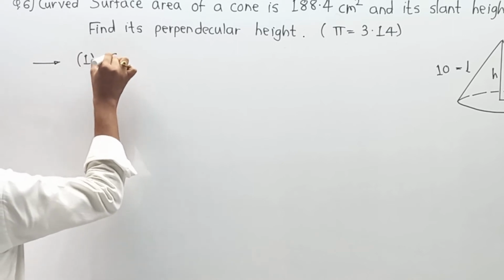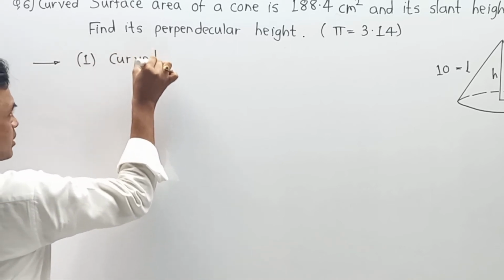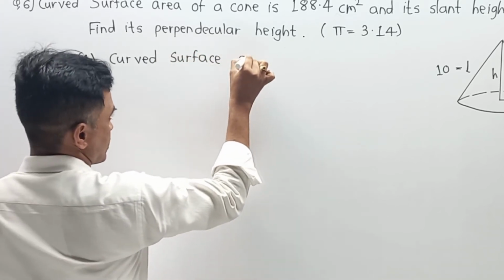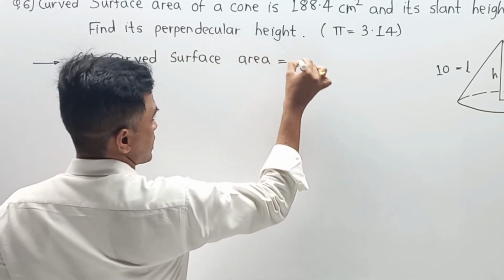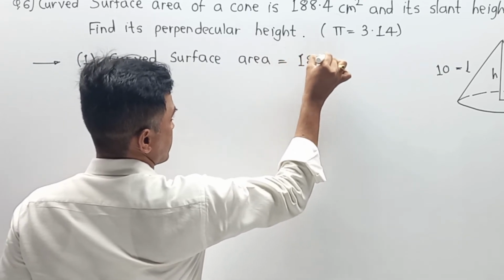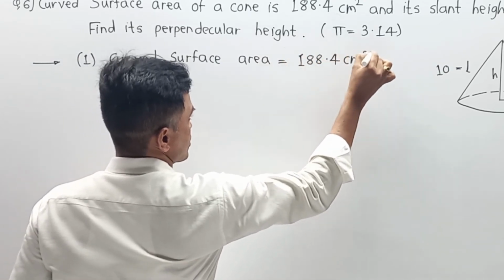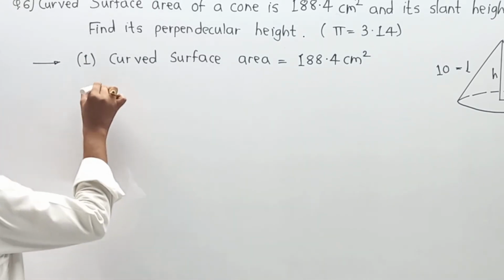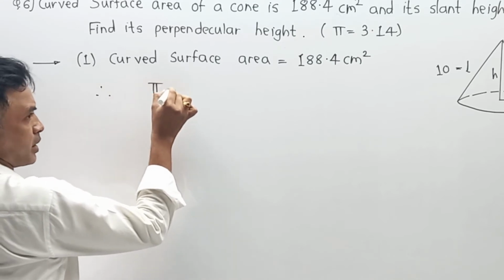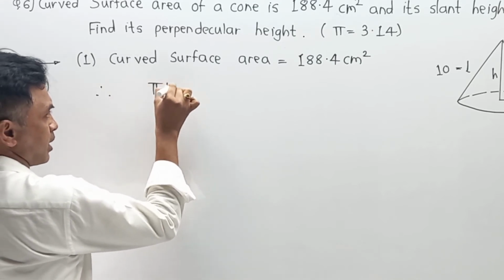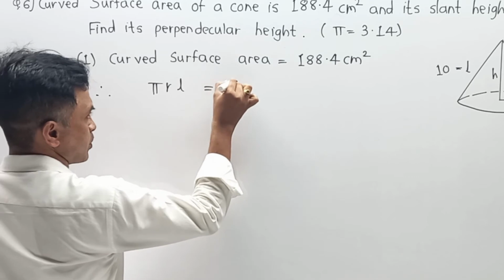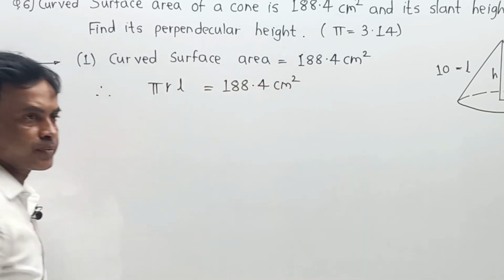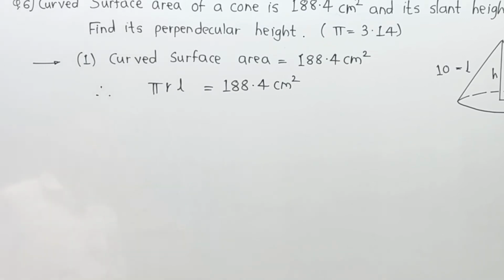So coming to the part, here our answer is curved surface area. They have given it as 188.4 square centimeter. Now we know the formula for curved surface area, that is pi r L is equal to 188.4 square centimeter. Now the value of pi is given as 3.14.